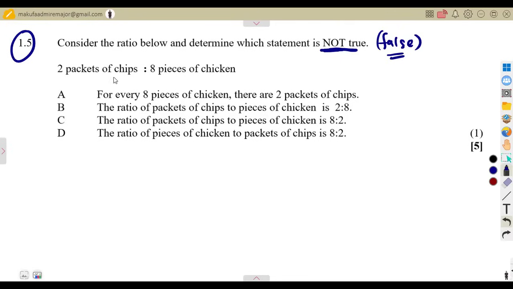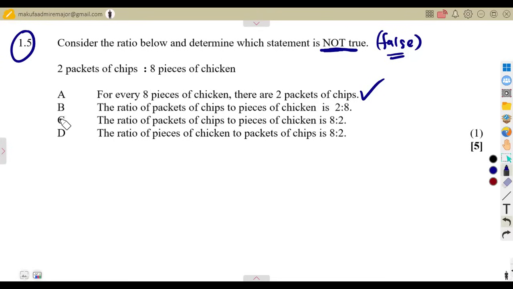2 packets of chips to 2 pieces of chicken. Okay, let's see. For every 8 pieces of chicken, there are 2 packets of chips. This is exactly what we have there, only that they started from this side. 2 as to 8 is the same thing as 8 as to 2. It's just one and the same.